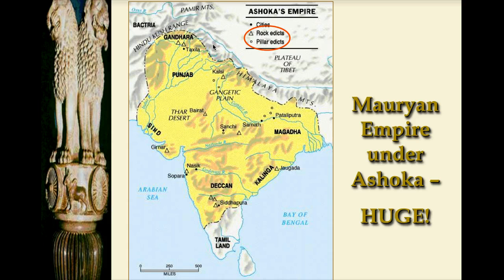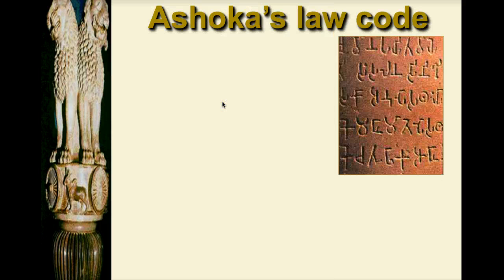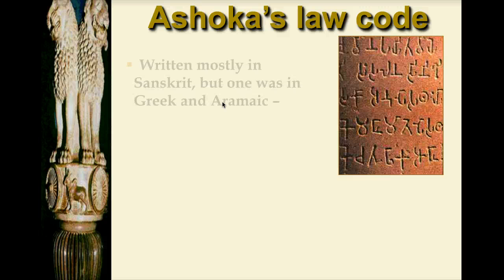So under Ashoka, the Mauryan Empire expands to its greatest height. All these circles here are where Ashoka has put those stone pillars throughout India. The triangles are the rock edicts. And like I said, the pillars are going to have this Buddhist precept. They're going to justify his rule through the ideas of Buddhism.